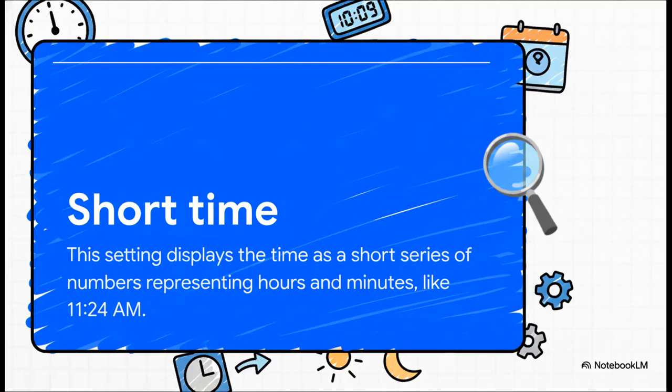And it's pretty much the exact same idea when it comes to time. Short time is what you'd expect. Just the hours and minutes with AM or PM. It's clean, it's simple, and it gives you what you need at a glance.